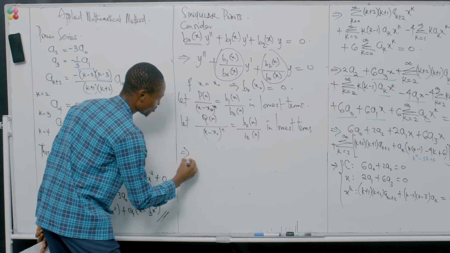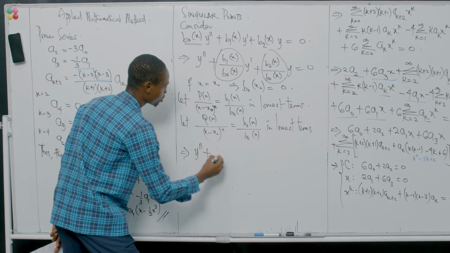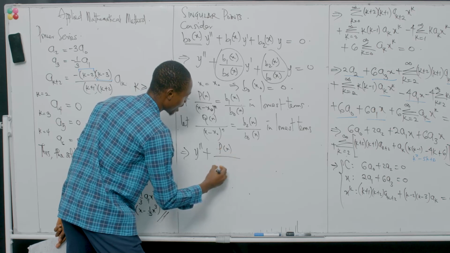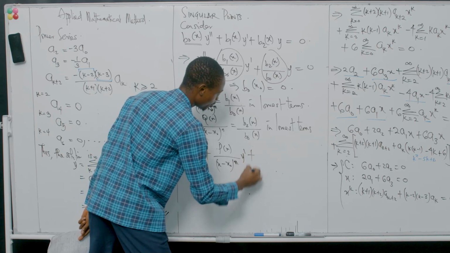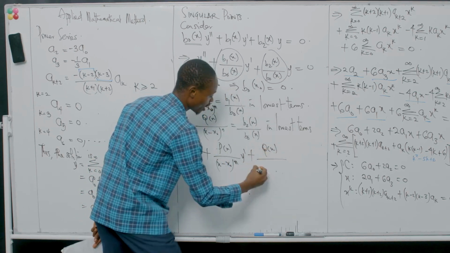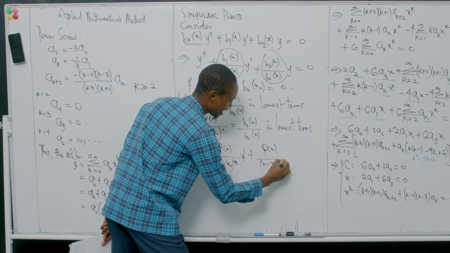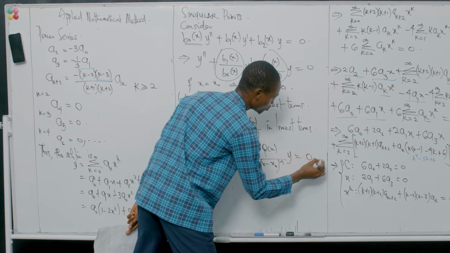Then what are we having? We are having y prime prime plus P of x over x minus x naught raised to power m y prime plus Q of x over x minus x naught raised to power n y is equal to 0, right?